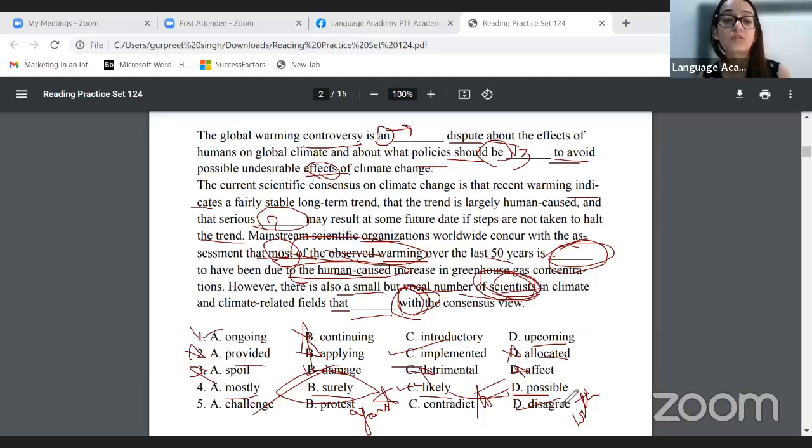Fourth one was based on context. Most is already they have said, so we cannot say it again. Possible and likely. Likely is more academic. Surely cannot come because not all the people are agreeing.